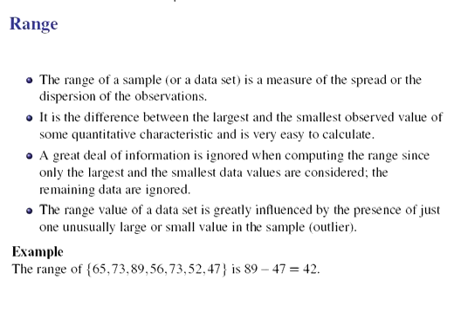The range of values of a dataset can be greatly influenced by the presence of just one unusually large or unusually small value in the sample. We would call this an outlier. So here's a little example. The range of this dataset is calculated as follows. First off, we look for the largest value, 89. Then we look for the smallest value, 47, and calculate the difference between the two. 89 minus 47 equals 42.